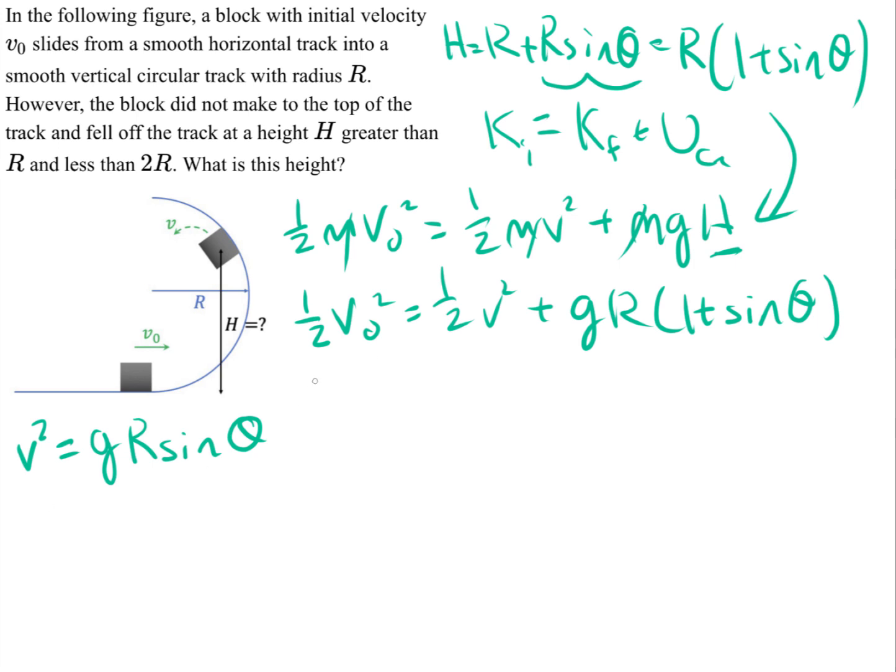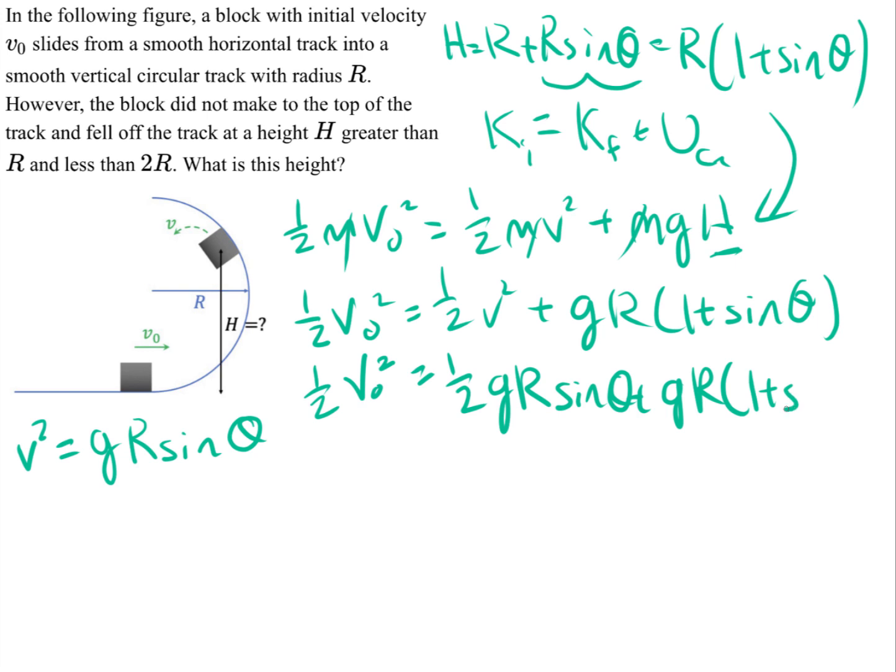So we can also substitute this v squared directly in. And I didn't square root this so that we can substitute this directly into this kinetic energy equation here. So 1/2 v naught squared is equal to 1/2 gr sine theta plus gr times 1 plus the sine of the angle theta when it is just about to fall. And we need to solve for one of the r sine thetas here. So let's start solving for that.